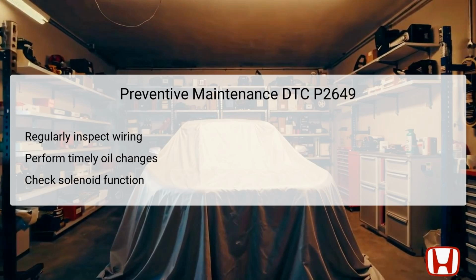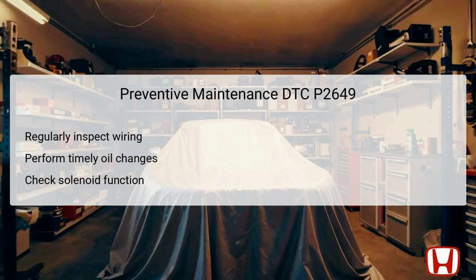To prevent future occurrences of DTC P2649, implementing a routine maintenance schedule is vital. Start by regularly inspecting the wiring associated with the rocker arm oil control solenoid and VTEC system for any signs of wear, corrosion, or damage. Addressing any identified issues promptly can save major repairs down the line.